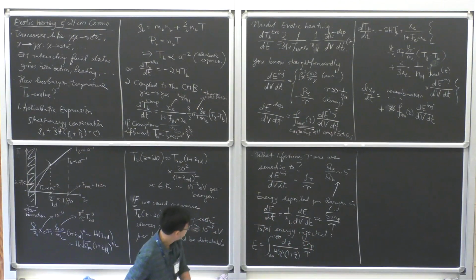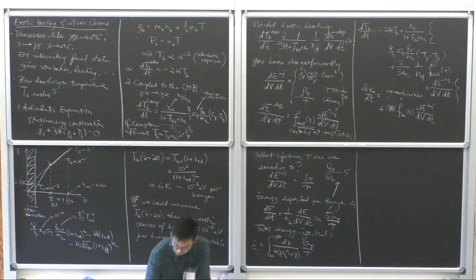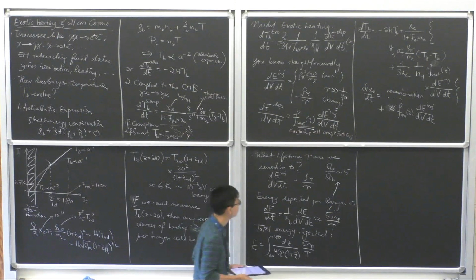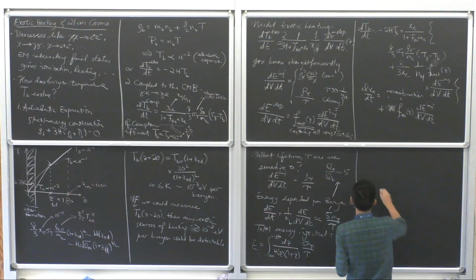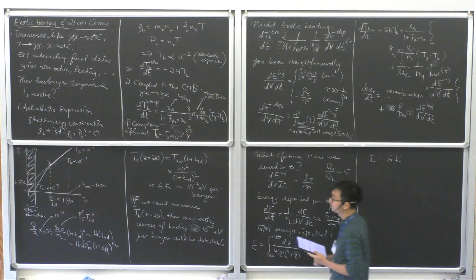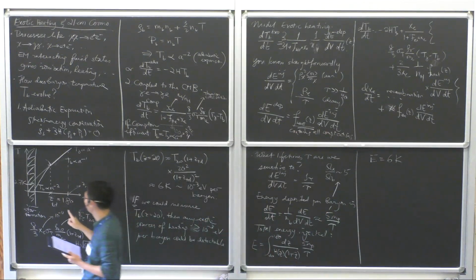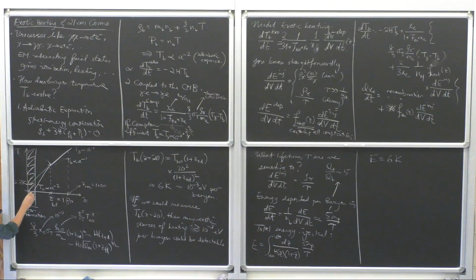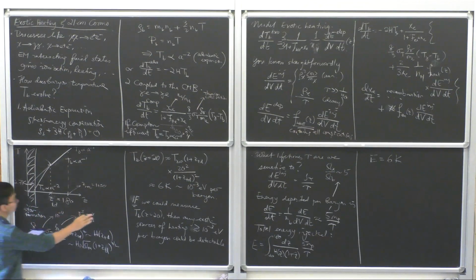Okay, and then if you assume matter domination, you can do this integral. It's not difficult at all. And you will get E is equal to 6 Kelvin. And I chose 6 Kelvin because previously I said that at Z of 20, it hits 6 Kelvin. Well, I drew this in a completely crappy way, but I did say it was 6 Kelvin at Z of 20.